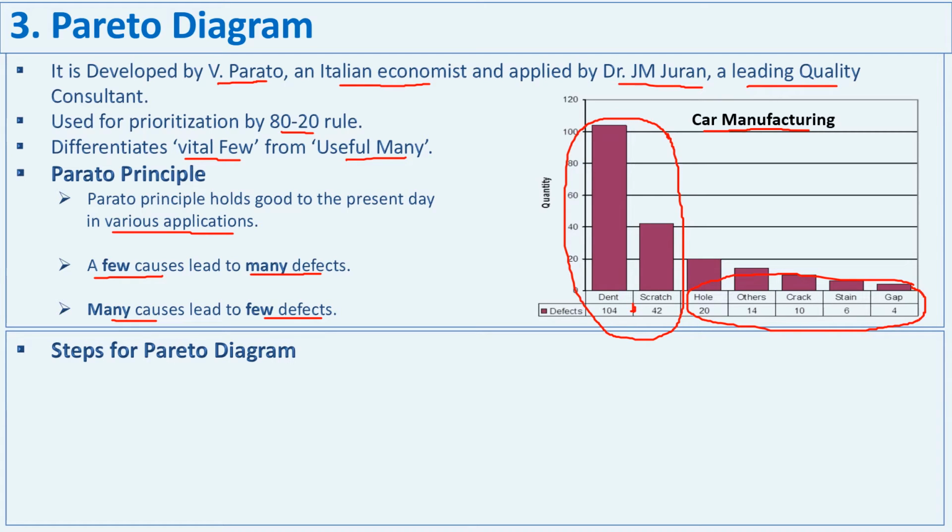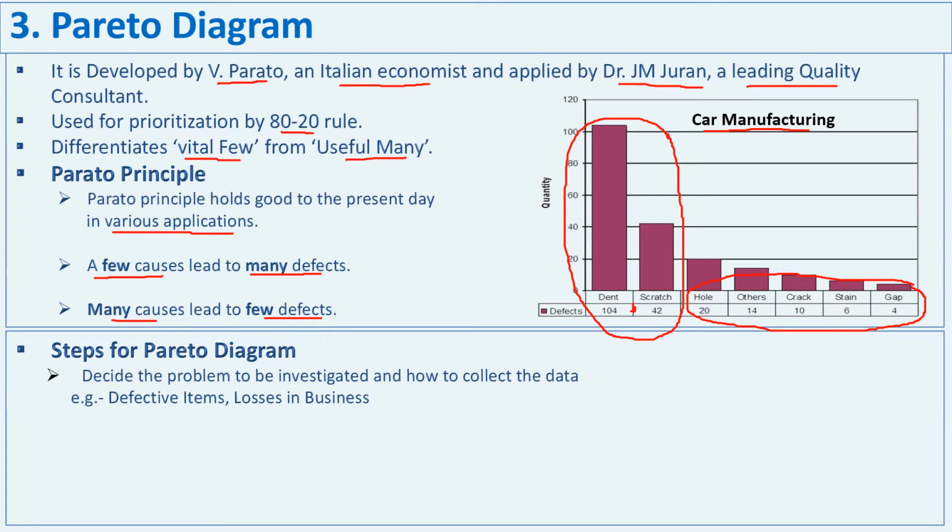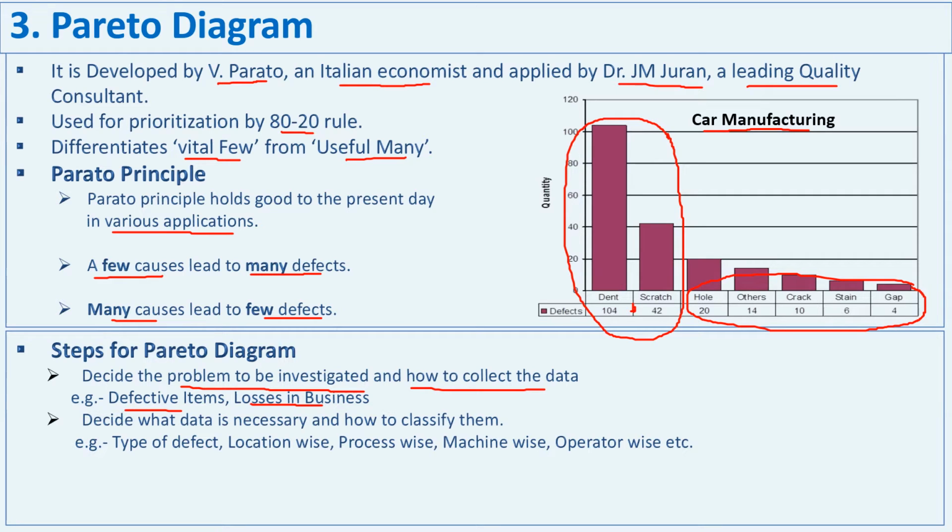Steps to draw the Pareto diagram. First, we have to decide the problem to be investigated and how to collect the data, like defective items or losses in a business. Then decide what data is necessary and how to classify it, like type of defects, location wise, process wise, machine wise, operator wise. Here we classify defect wise, like dents, scratches, holes, etc.